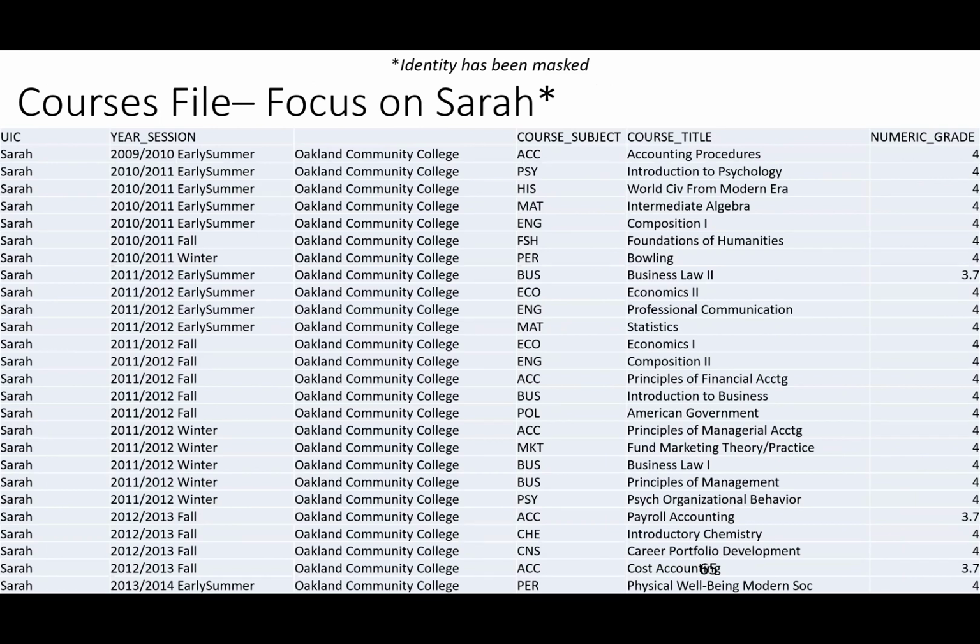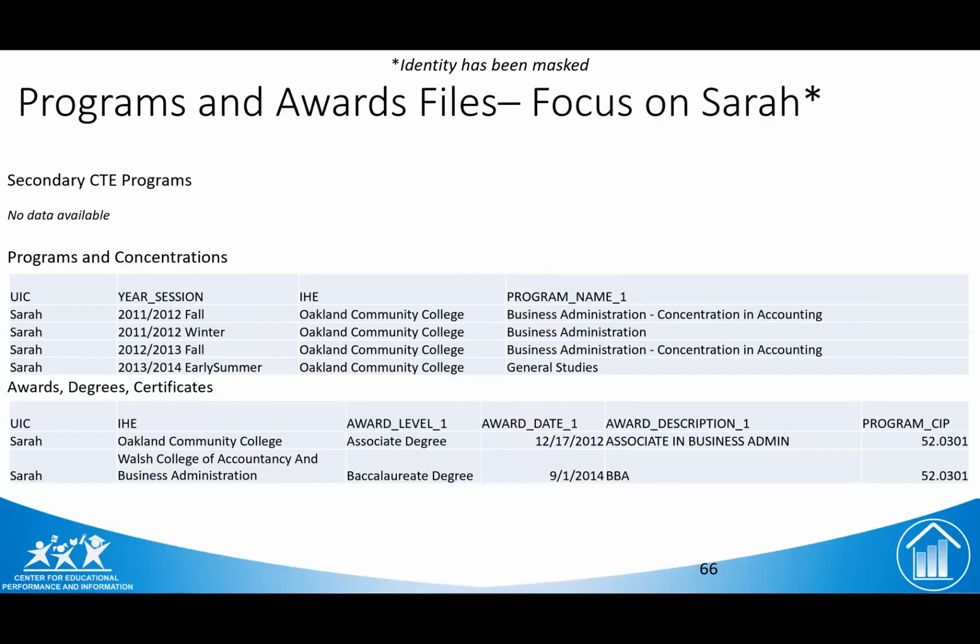We have a course file that's separate that you can ask for. That'll give you all of the courses that they had at the colleges they attended. And we can also pull files for the programs and awards, so you can see any programs they were enrolled in and any awards that they received at the colleges they attended.